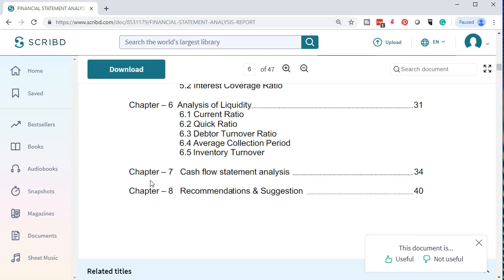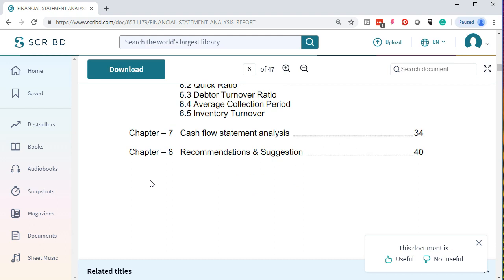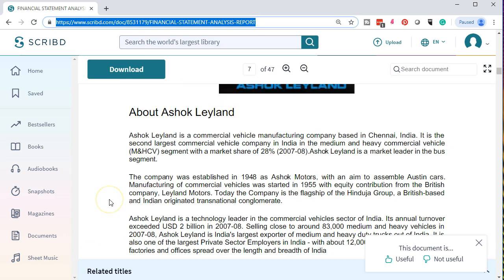Chapter 7, cash flow statement analysis. Chapter 8, recommendations and suggestions. So first we have a little bit about the company.